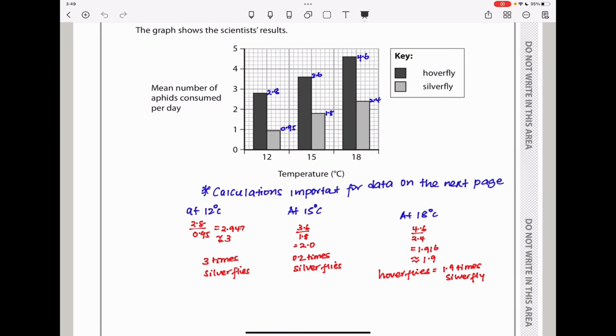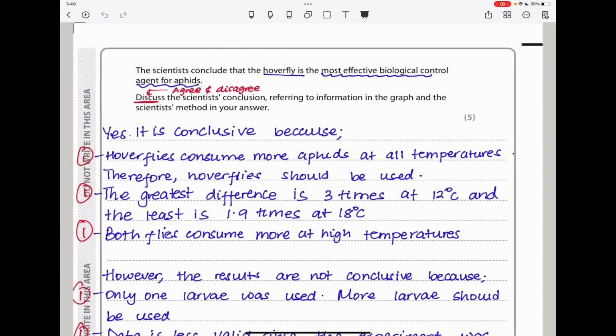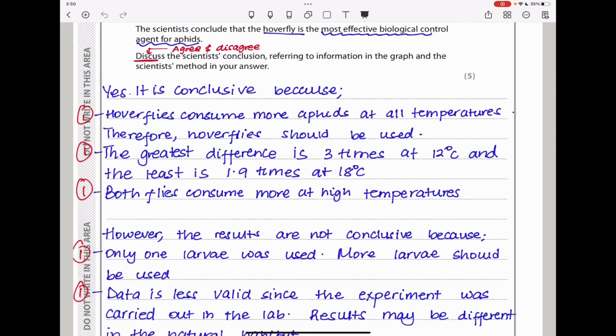So I tried to calculate, I think you can see calculations of important data. This is from the next page, so I'll come back to this part. So here they say the scientists concluded that the hoverfly is the most effective biological control agent for aphids. So they ask you to discuss the scientist's conclusion, referring to the information in the graph and in the scientist's method in your answer.